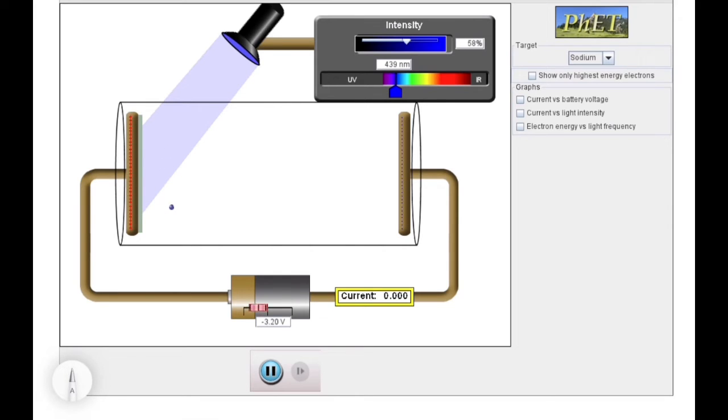Okay, so what will happen if we change the target material? For example, let's say I change to copper.